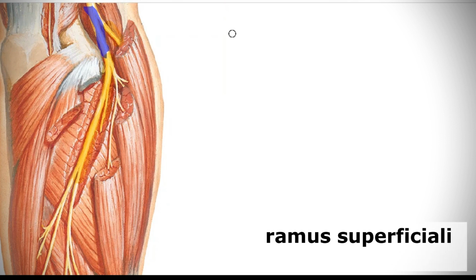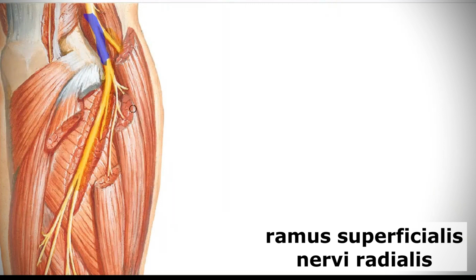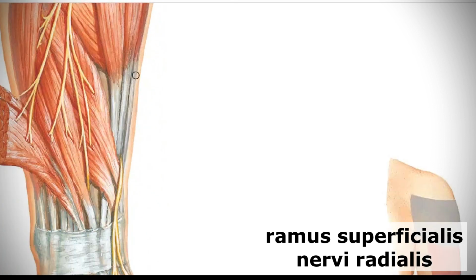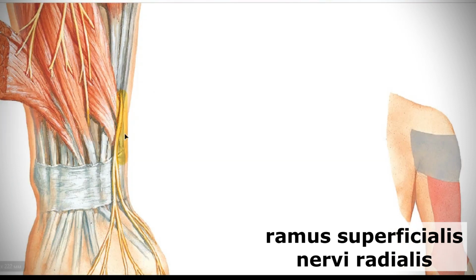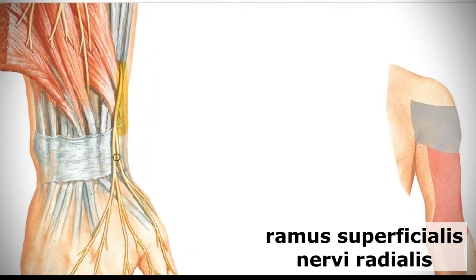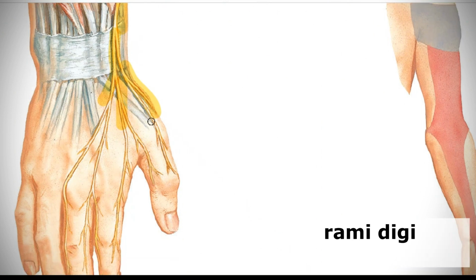So if we talk about the superficial branch, as you can see, it's laying on anterior surface of forearm, under brachioradialis muscle, then it goes under the skin in the lower part of your arm, it goes out, and on the level of styloid process of radius, it divides into a few branches that go through the anatomical snuff box and divides into 5 branches, dorsal digital branches.